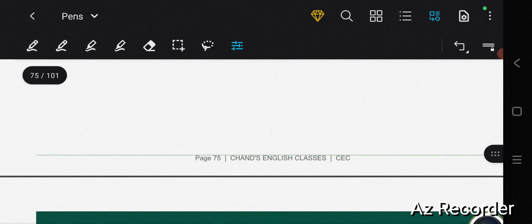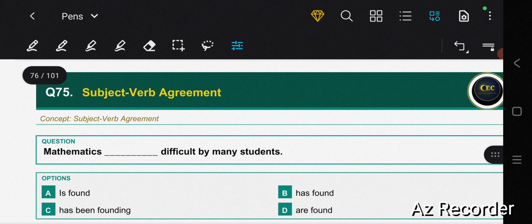Now the question number 75, subject verb agreement. Mathematics test difficult by many students. Has found, is found, are found, has been founding. So what do you think? Which one should be the correct option? Mathematics test difficult by many students.